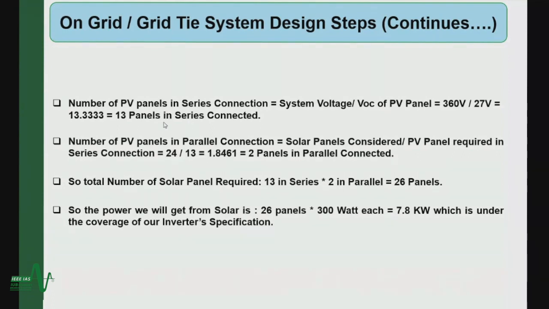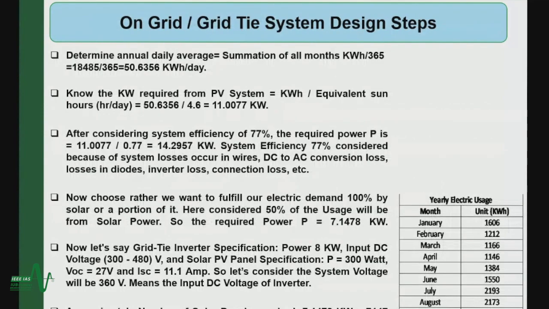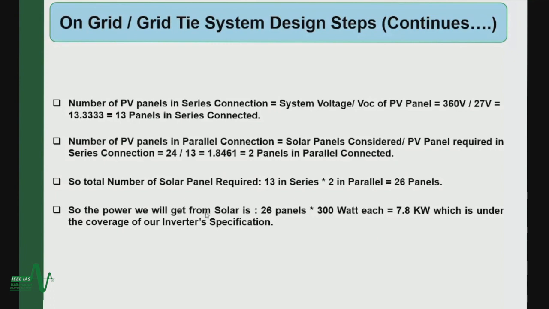Now the parallel connection. The number of parallel connections will be based on the number of solar panels considered. We have considered the rough value, it was 24 panels. 24 divided by 13 is actually 1.84. So approximately 2 panels in parallel connection. So the total number of panels which is actually required is 26 panels.